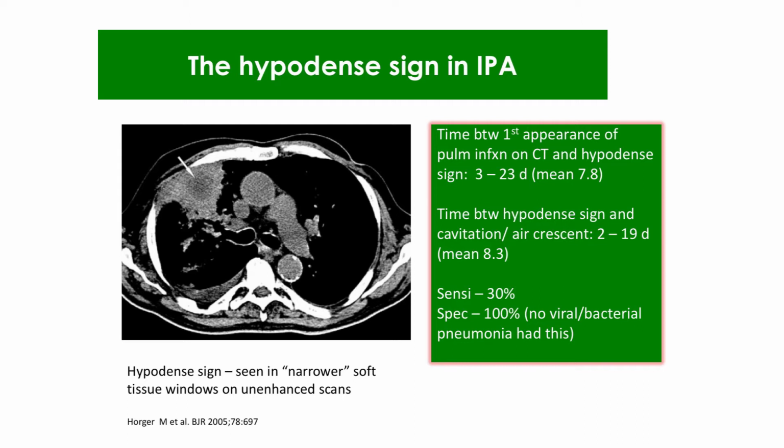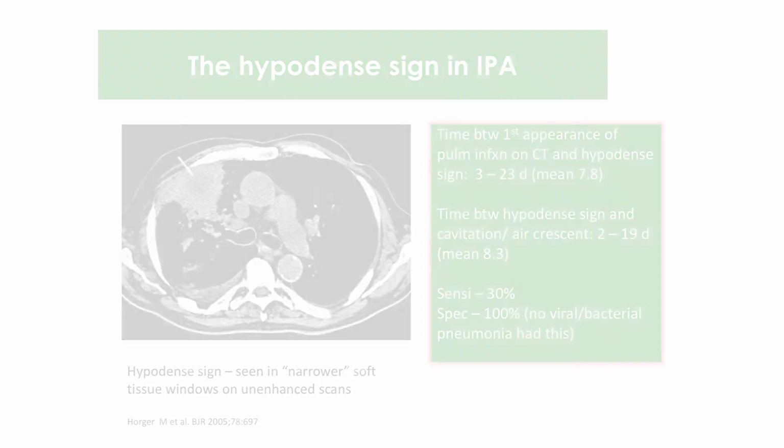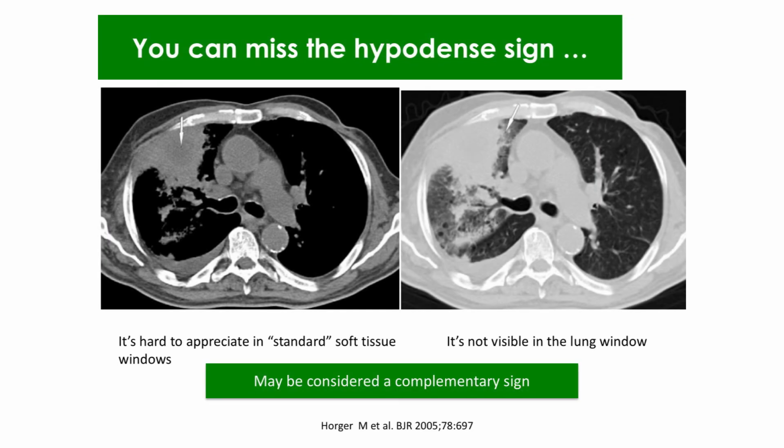First appearance is about from day 23 to 23, and it precedes the Air-crescent. The specificity is actually very, very high, although the sensitivity is not very good. And it's something that's very easy to miss if you don't window it properly, or if you use a lung window, of course you will not see it. So if you don't see a crescent, it may be worthwhile to go downstairs or upstairs to a good chest radiologist, force him to sit down with you on the console and change some of the windowing.